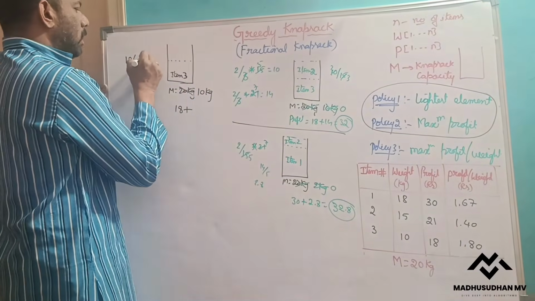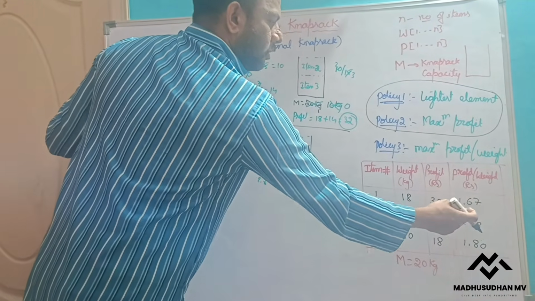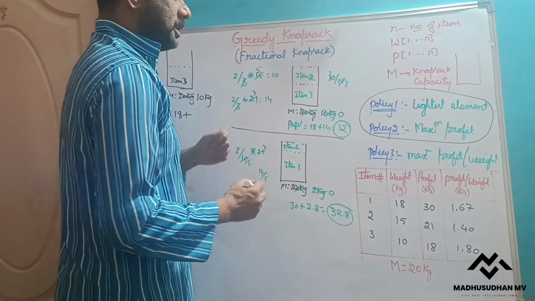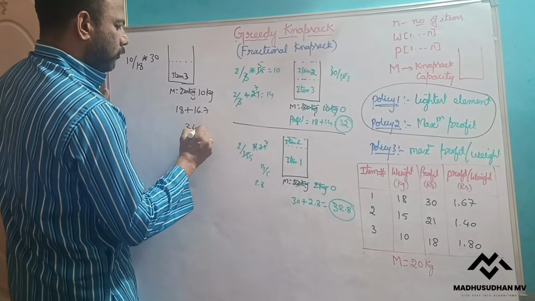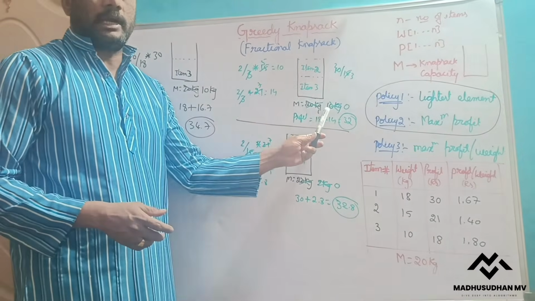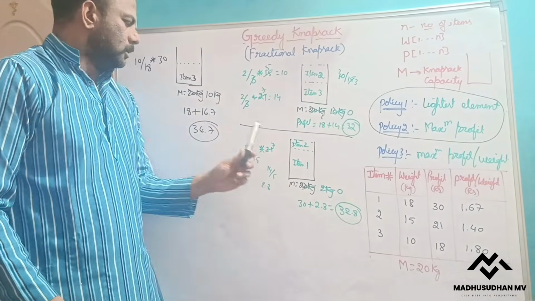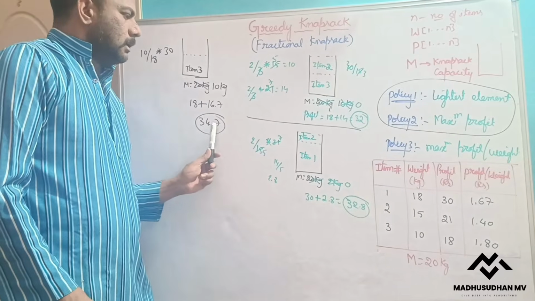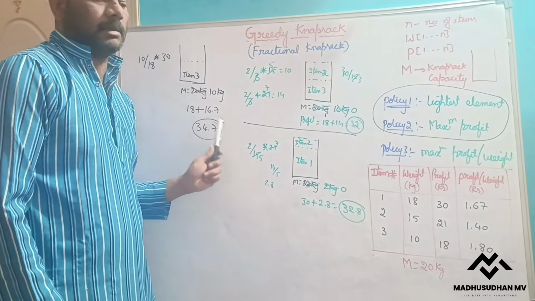For that the profit is 30. For 1 kg it is 1.67, so for the 10 kg I am taking, that is 16.7. So this is 34.7 in total. See, if you apply policy 1, you get a profit of 32. If you apply policy 2, 32.8. If you apply policy 3 to the same problem, I get 34.7. So this is the maximum.